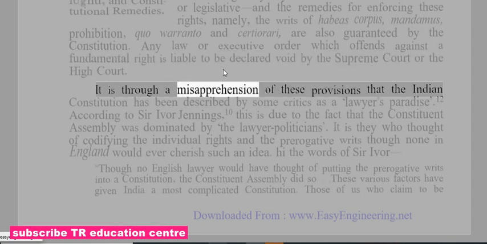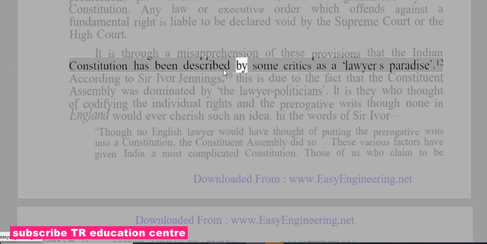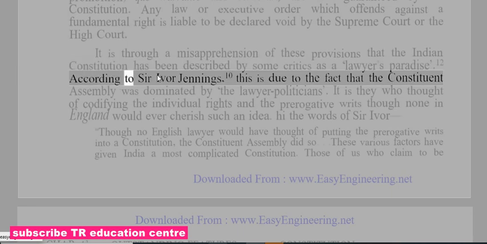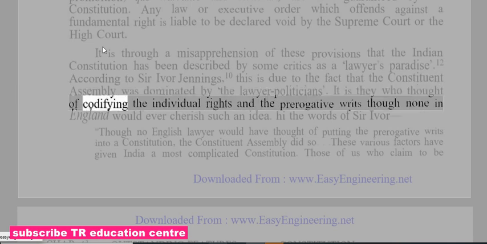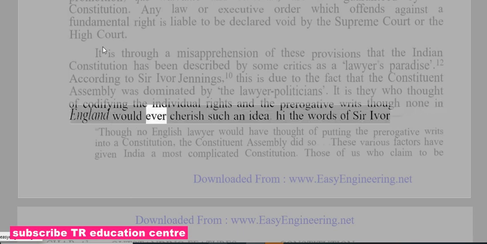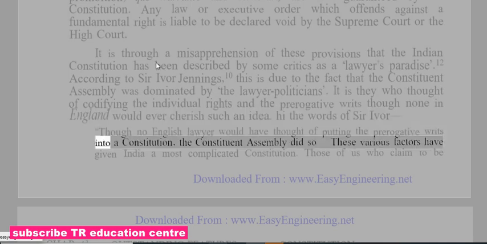It is through a misapprehension of these provisions that the Indian Constitution has been described by some critics as a lawyer's paradise. According to Sir Ivor Jennings, this is due to the fact that the Constituent Assembly was dominated by the lawyer politicians. It is they who thought of codifying the individual rights and the prerogative writs, though none in England would ever cherish such an idea. In the words of Sir Ivor: Though no English lawyer would have thought of putting the prerogative writs into a constitution, the Constituent Assembly did so.